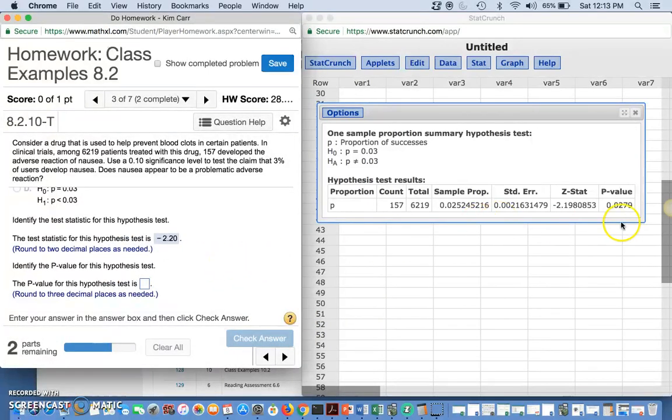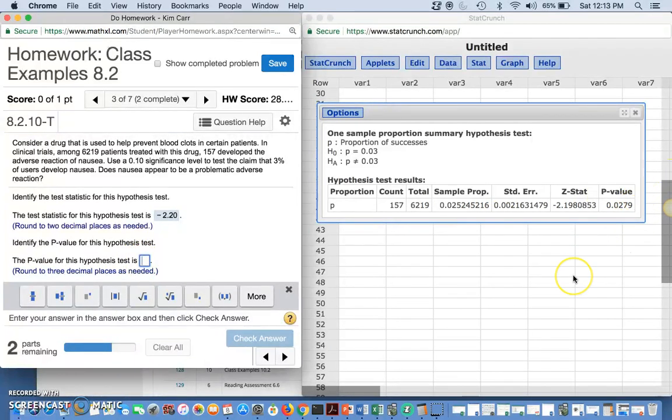Okay, what was the p-value? Well, there's the p-value out there. It wants it to 3 decimal places. So that's 0.028, the 8 being the third place.